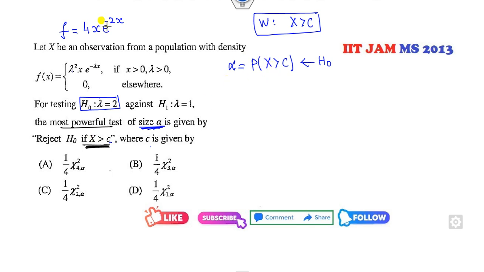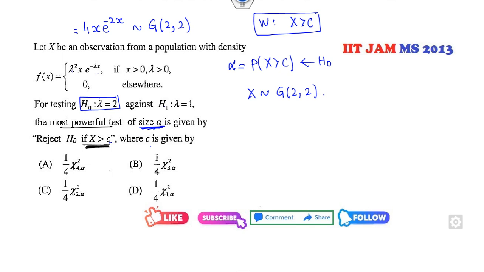So I just look at this. Fine. So if you look at this, can you easily identify which distribution is here? So basically this number is a gamma distribution with the parameter 2, 2. Fine. So it means x follows my gamma distribution with the parameter 2, 2. Fine. Then it is rejected here. Then how can you find this?